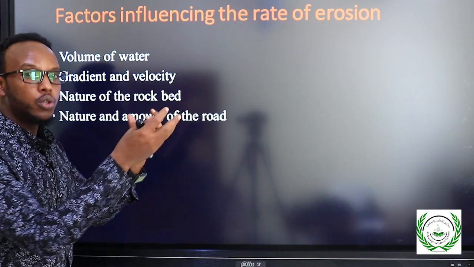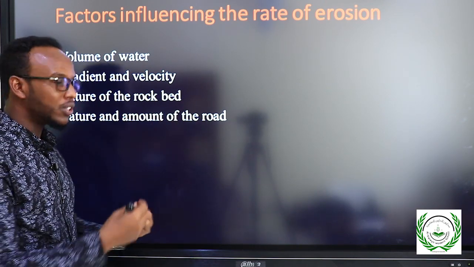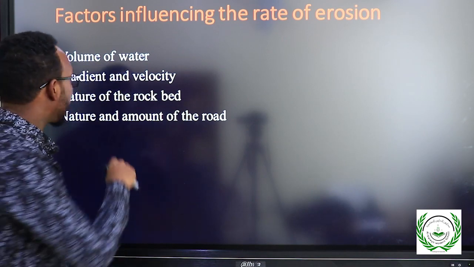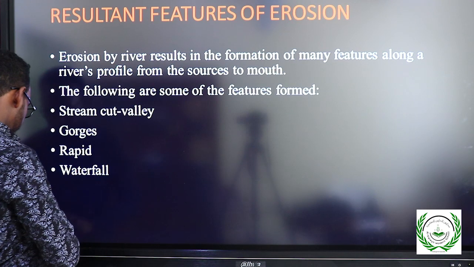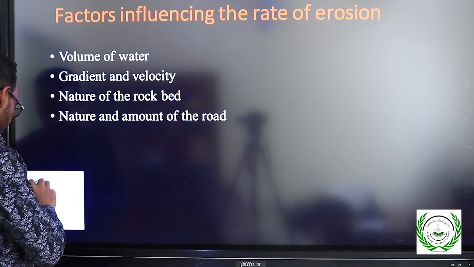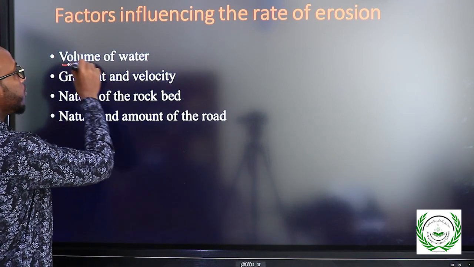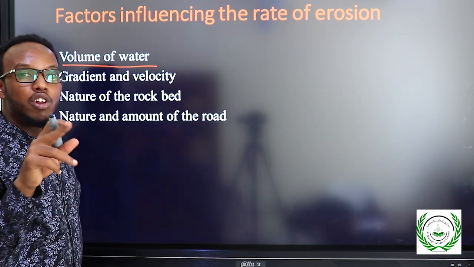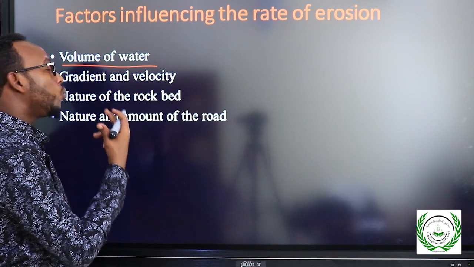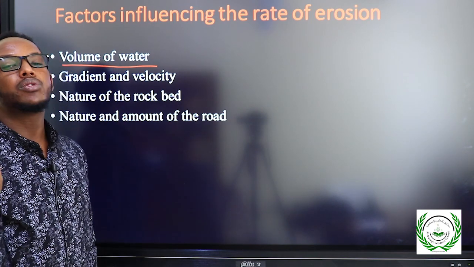If there is more erosion in the river or less erosion, these are the factors influencing. Number 1, volume of water. The first factor we call volume of water. Volume of water means how much water the river has.